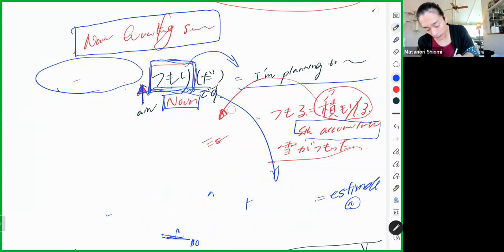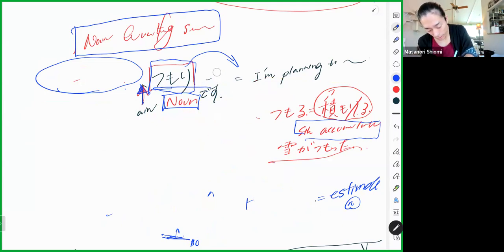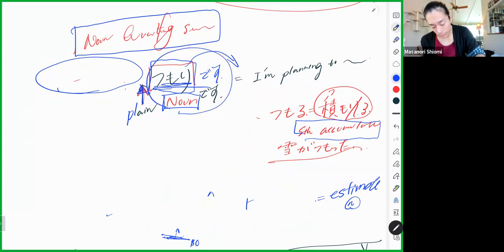Because you know that tsumori is a noun, the conjugation is tsumori desu here, right? And because you know that tsumori is a noun, if we want to negate this, it will be tsumori janai desu because it's a noun, right? And with that, what would it mean?